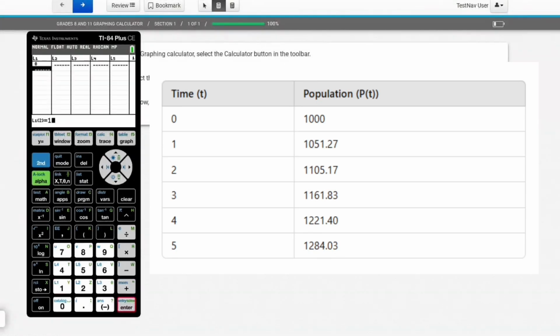Bad start by me. 0 through 5, like so. And then we just type in the numbers that we're given. Don't make a typo, otherwise everything's going to blow up. So this is me just making sure I don't make a mistake.